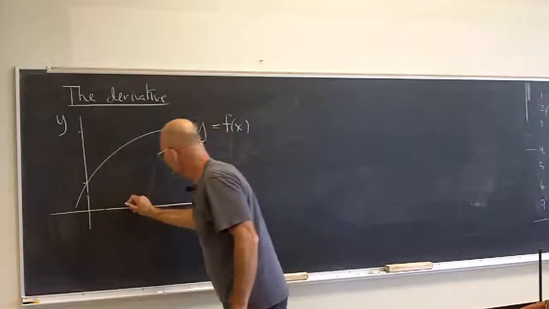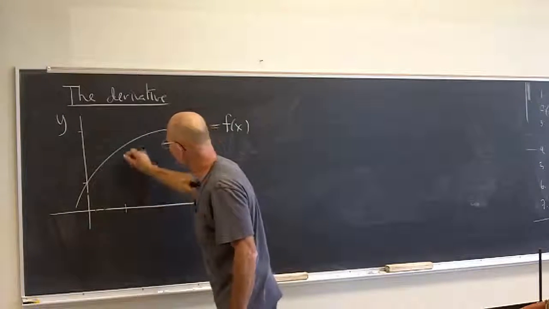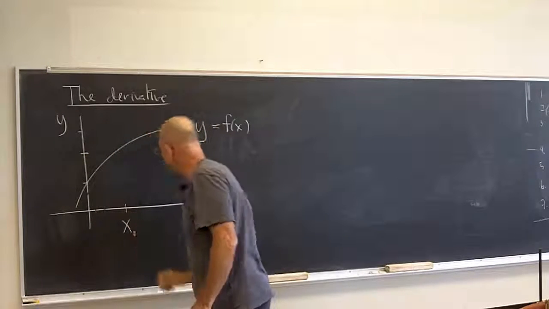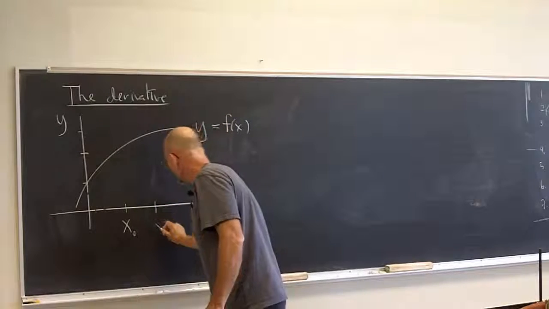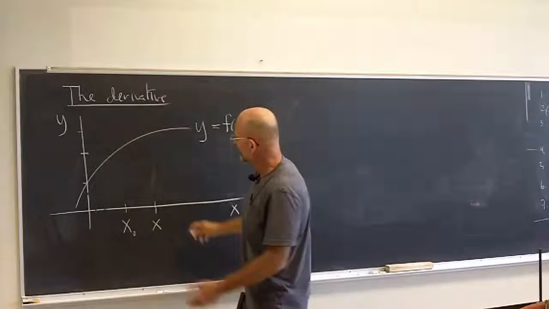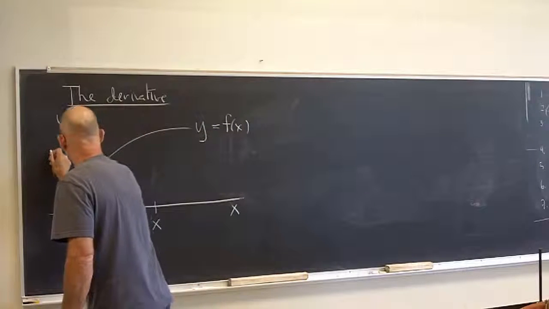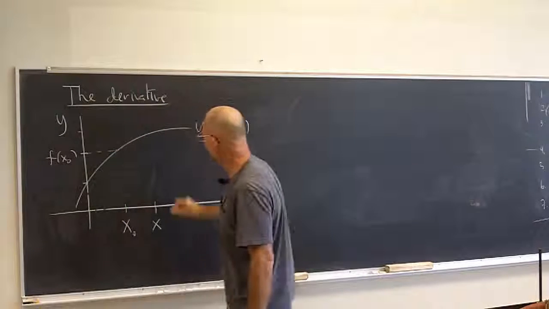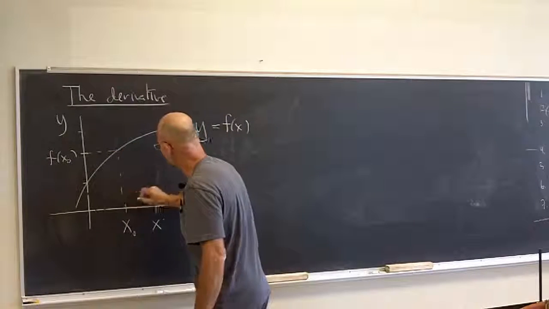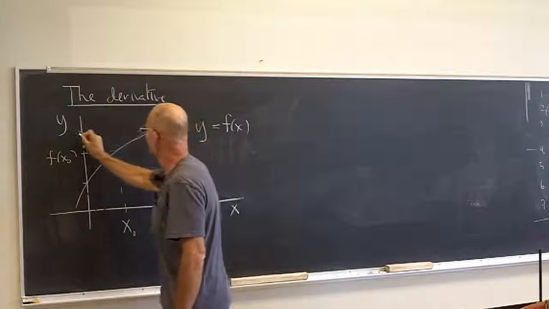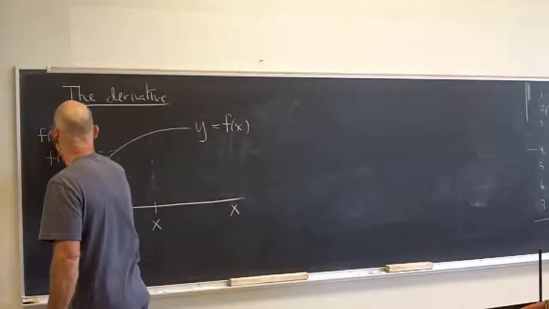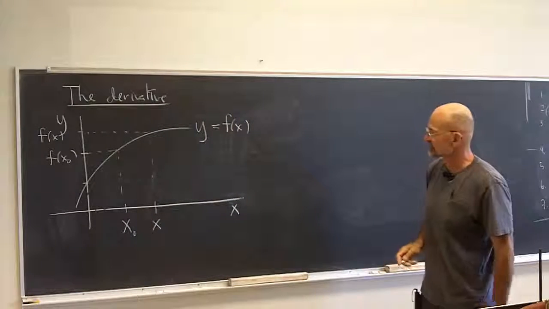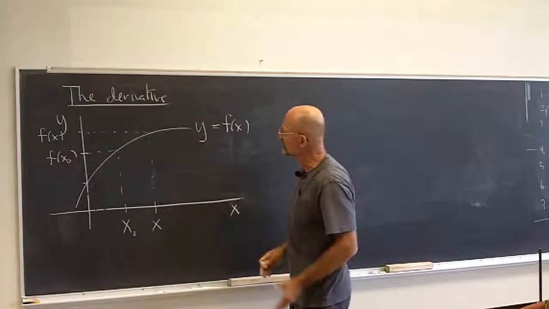And what we'll do is consider a little section of this function. I'm going to call this the point x sub 0. And out to the right here, I'm just going to call it x. And so we have f of x sub 0 at this level right here. Okay, let's connect these with dots. And we have f of x at that point right there. Okay. So the function has increased.